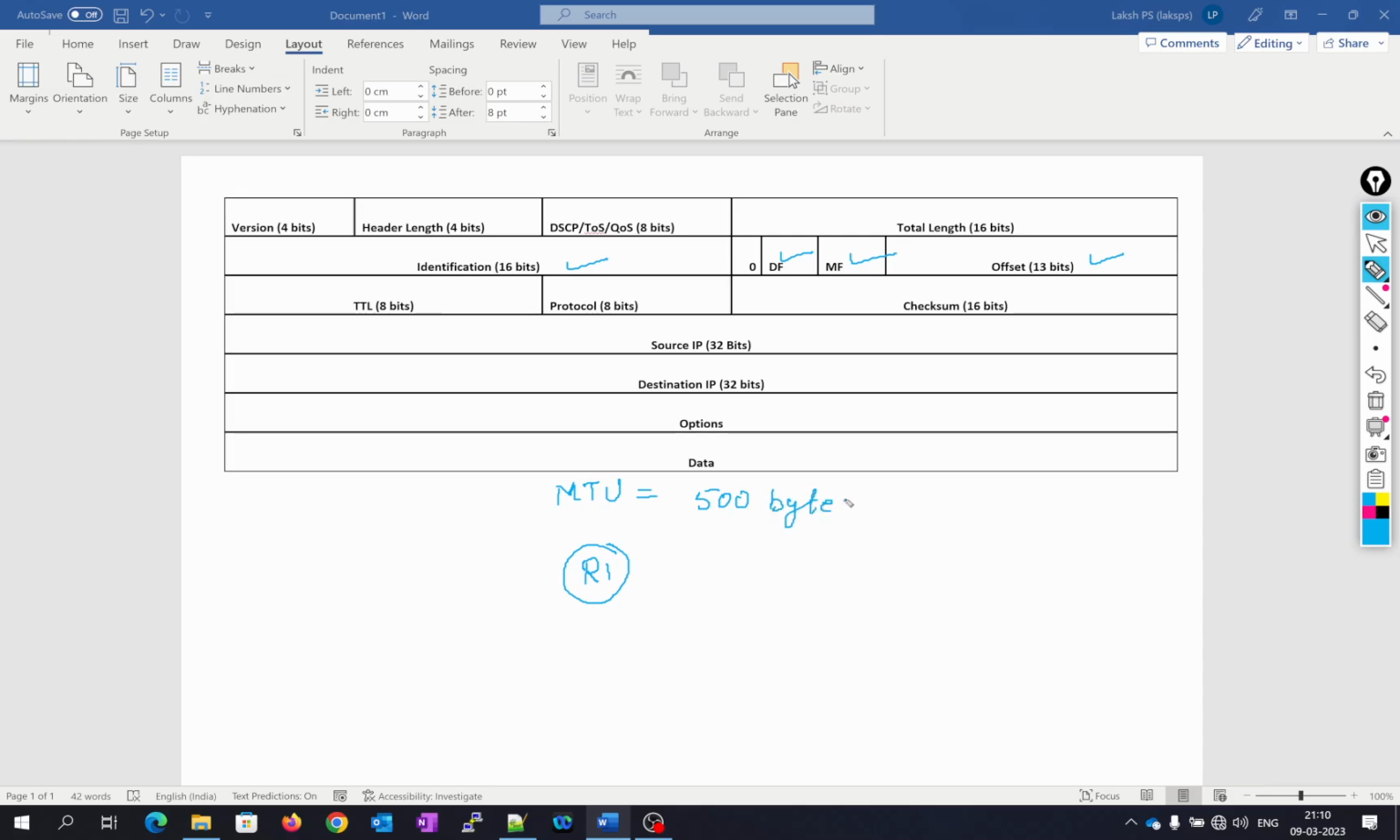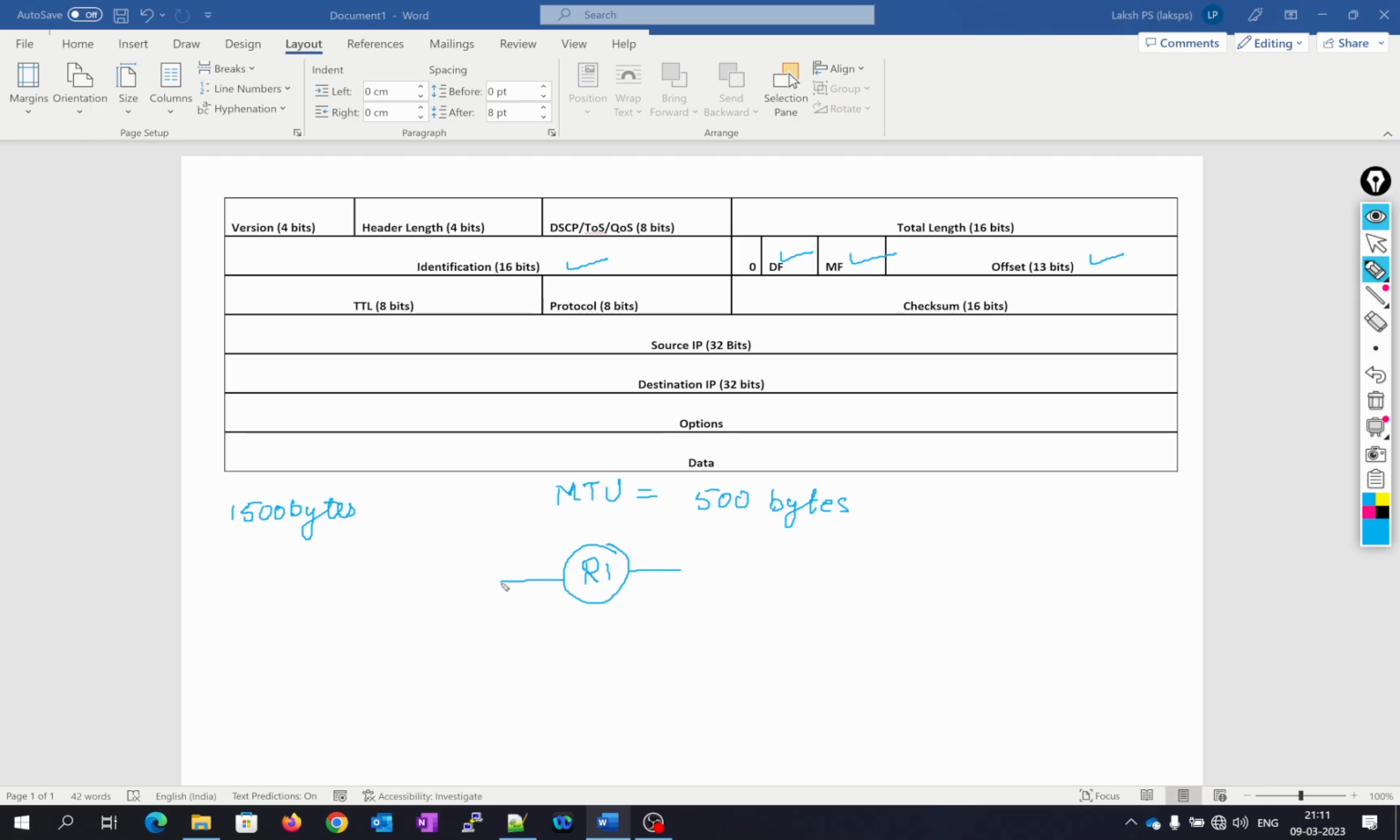MTU is maximum transmission unit, and it is the maximum size of a traffic that a router can send out its interface. In very simple language, this is what MTU means: the maximum size of the traffic that a router can send out its interface is MTU, or maximum transmission unit. Now, for example, it receives a traffic which has a size of 1500 bytes. How will R1 treat this traffic?